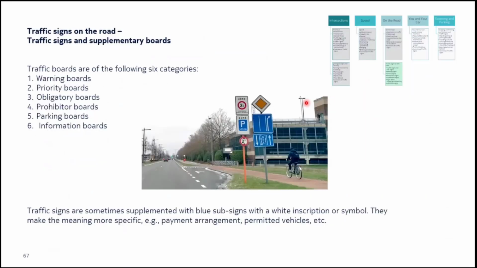So basically, the traffic boards are of six categories. They are the warning boards, priority, obligatory, prohibitory, parking, and information boards. In addition to these boards, there are supplementary boards. These supplementary boards are blue plates with white ink, or they can be symbols. They make the meaning more specific. For example, you can refer to the blue plate under the board that helps you understand more details. We will see more details on this as we go through these slides. All right.